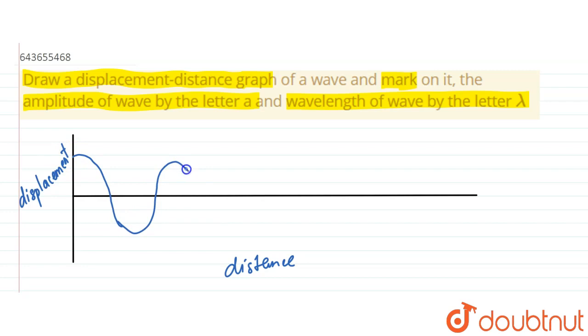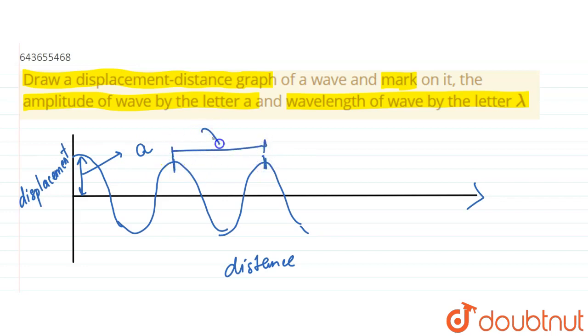So let's say this is a wave, right? So it is moving in this direction. So the maximum displacement that has occurred in the wave is the amplitude of the wave, that is represented by A. And the distance between two crests or two troughs is known as lambda, that is wavelength. So this is the wavelength and this is the amplitude of the wave.